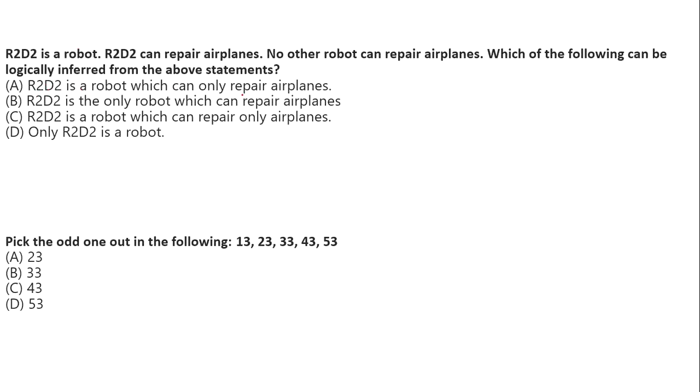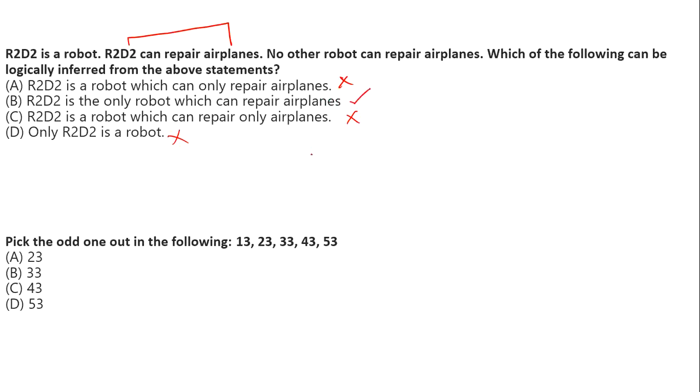It is given: R2D2 is a robot which can only repair airplanes. See, nowhere is it mentioned. It is given that R2D2 can repair airplanes, but it is not mentioned that it can only repair airplanes. So this is wrong. Next: R2D2 is the only robot which can repair airplanes. It is mentioned that no other robot can repair airplanes, right? No other robot. So yes, we can consider this one. Next is: only R2D2 is a robot. No, it is not mentioned that only R2D2 is a robot. So the correct answer is going to be option B here, right?